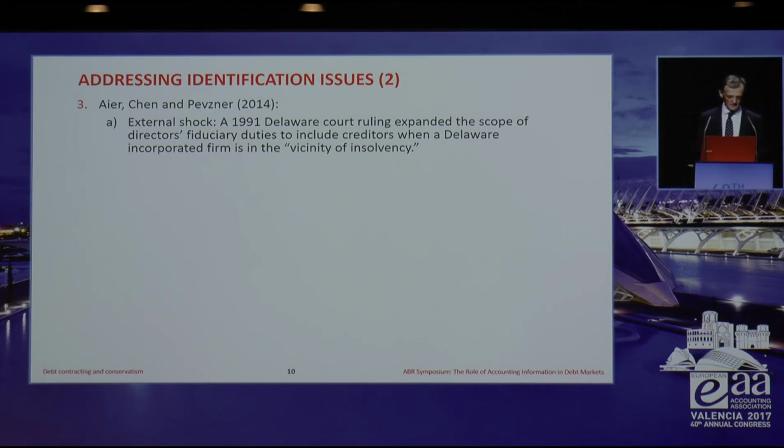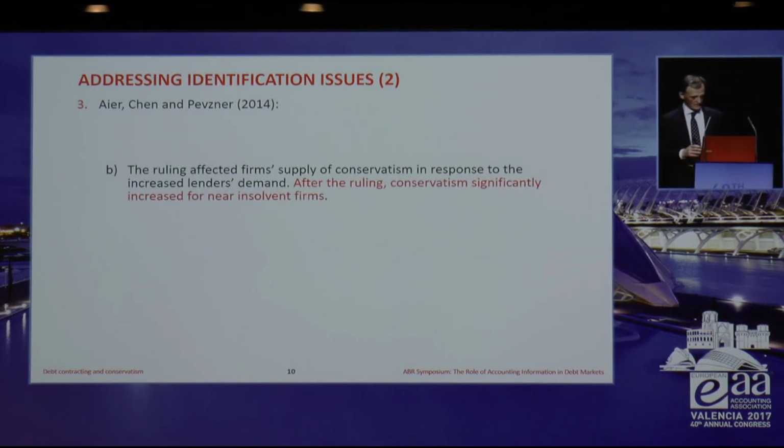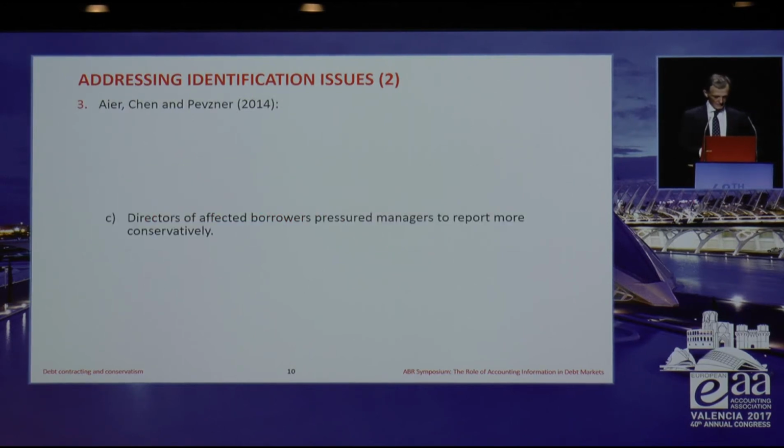Okay? Again, the ruling did not affect the economic characteristics of firms, the economics of firms, however, it affected the demand and supply of conservatism. And this is what they found, okay? That after the ruling, conservatism significantly increased for near insolvent firms. The link here is that the directors of affected borrowers pressure managers to report more conservatively.